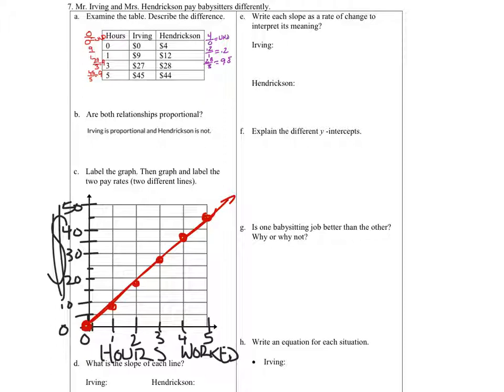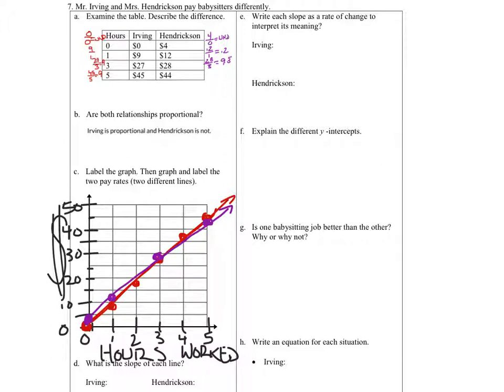Well, what about Hendrickson? Hendrickson is going to pay you $4 for the first hour. That's going to put us at a point right about there. And then 1 hour is $12, which would be right about there. 3 hours is $28, which is just above the red point right there. And then 5 for $44. Now it's below this red one. And again, we could connect these. There we go.